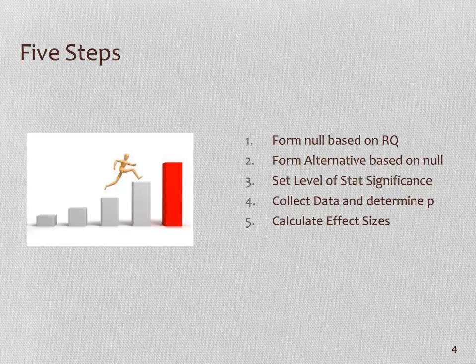So the 5 steps: form a null hypothesis based on your research question. Then you form an alternative hypothesis based on your null hypothesis. You'll set the level of statistical significance, collect your data, get your test statistic, and determine your p-value, and then you'll finish it up by calculating effect sizes. So let's talk about each of these in turn.